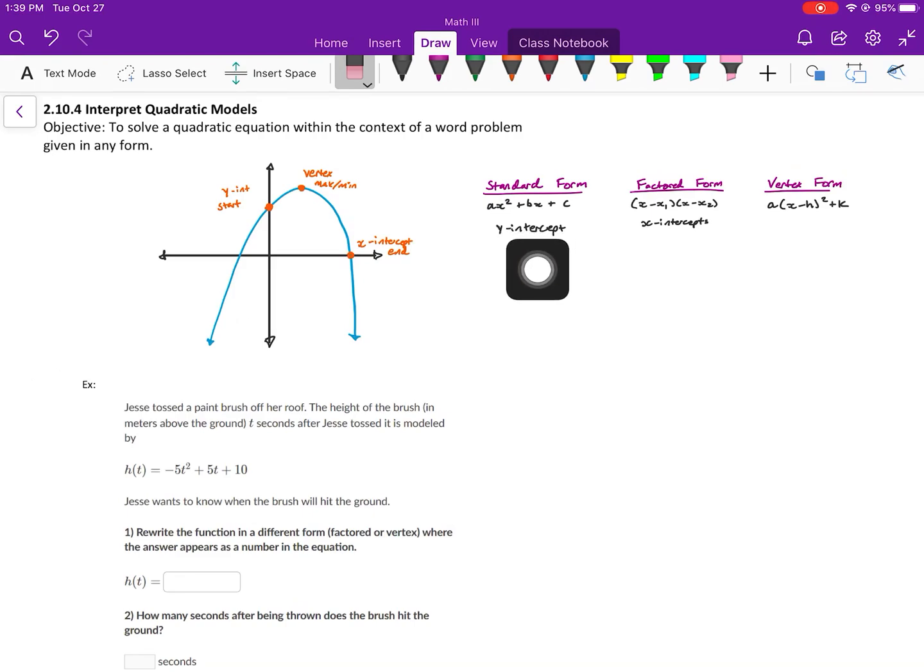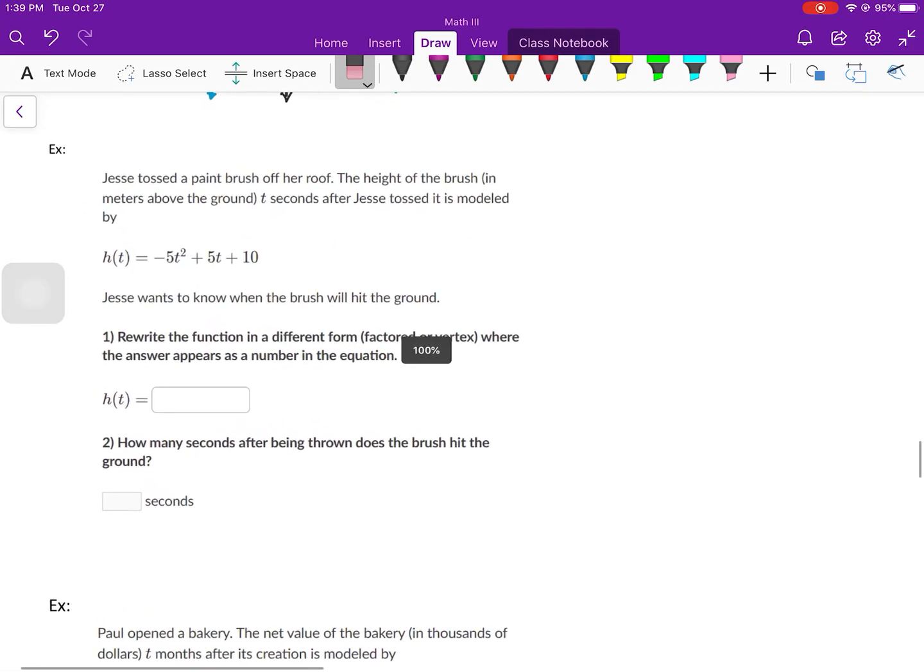So standard form highlights the y-intercept. Factored form highlights the x-intercepts, that ending value, right? And then the vertex form highlights that vertex, that max or min. So they're going to be asking for one of these forms within the problem. So let's look at this first question.